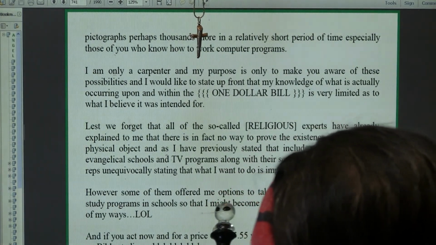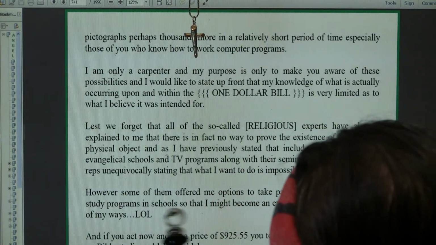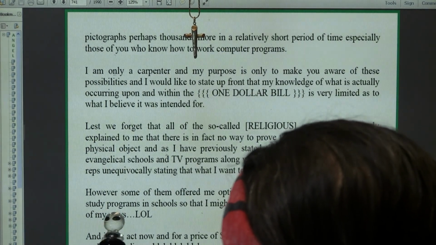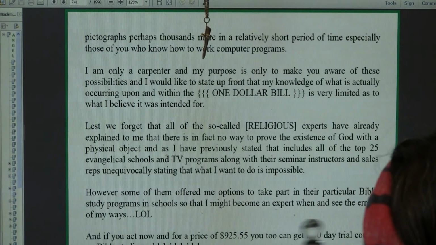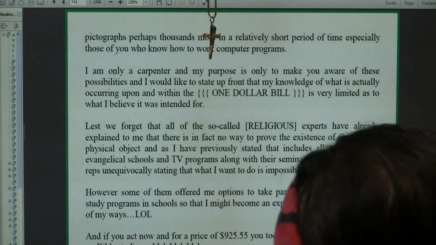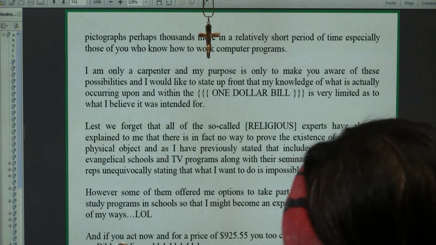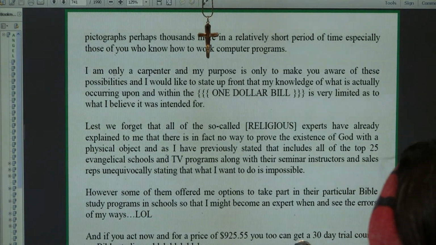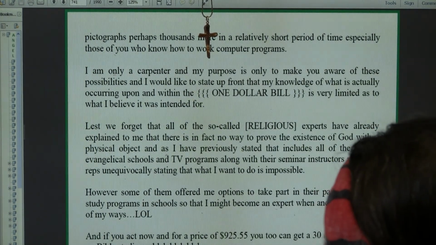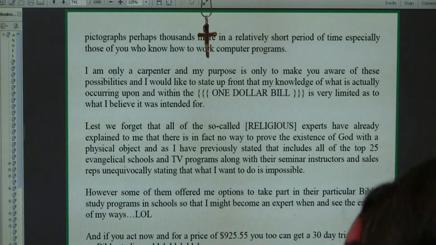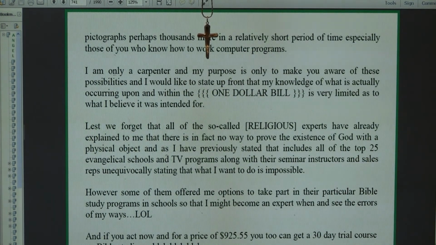However, some of them offered me options to take part in their particular Bible study programs in school so that I might become an expert and see the errors of my ways. And if you act now for a price of $925.55, you can get a 30-day trial course on Bible studies, blah, blah, blah. Like I need their Bible studies.